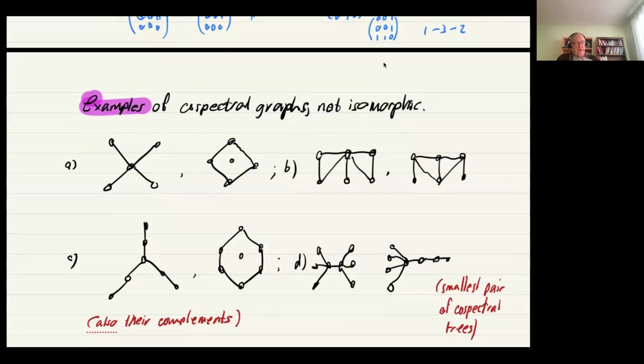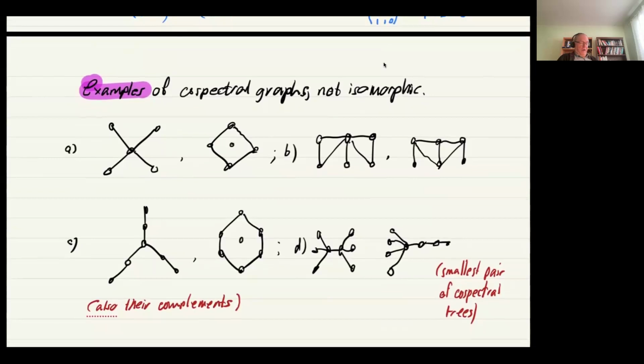Well, that doesn't work either. And here's the smallest pair of connected co-spectral graphs. Now, they're not isomorphic because this one's got 2 vertices of degree 1. This has only 1. Okay, so that's fine. 2 more examples. This example here is actually reasonably important. It comes back to something we call local switching. But these 2 graphs are co-spectral.